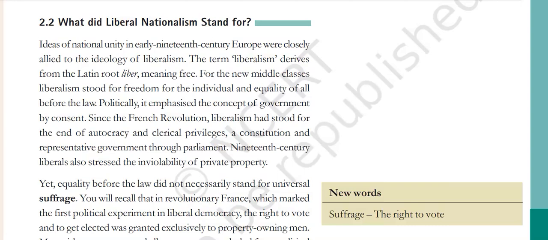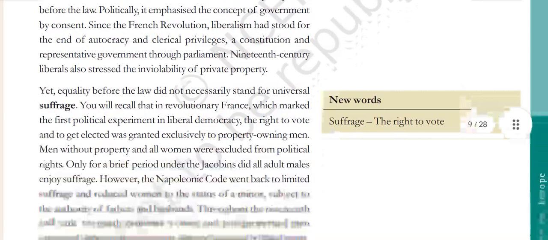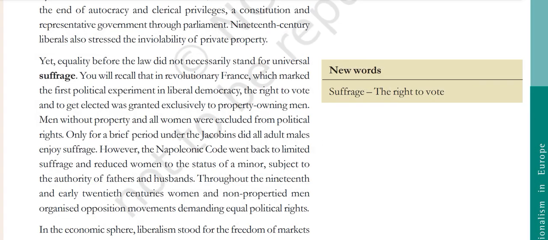Since the French Revolution, liberalism had stood for the end of autocracy and clerical privileges, a constitution, and a representative government through parliament. 19th century liberals also stressed the inviolability of private property. Yet equality before the law did not necessarily stand for universal suffrage.